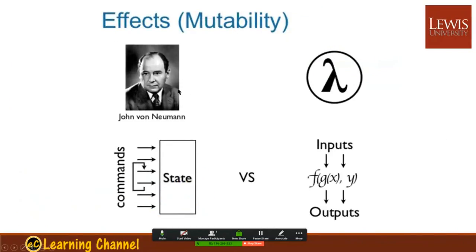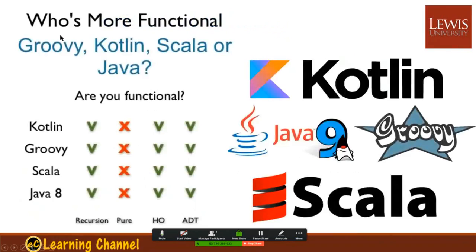Functional programming versus the von Neumann machine, imperative programming language. The von Neumann machine has command state, and you operate on it sequentially or structurally. On the right-hand side, we have functional programming: you have input, function, and output. Lambda calculus. These two are different programming paradigms. Which language is more functional? Groovy, Kotlin, Scala, or Java?